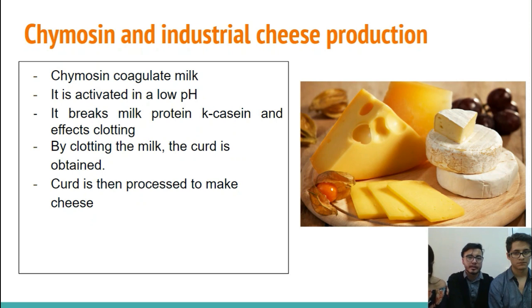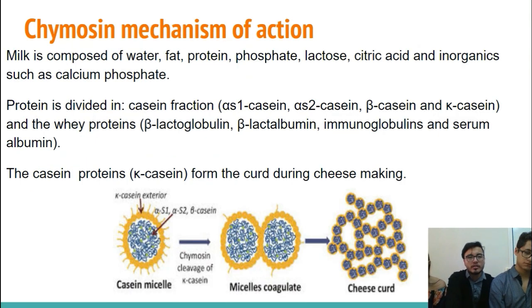This breaking of K casein produces an effect, and this effect is called clotting. This name is a fancy way to say the solidifying of the milk. After the clotting we have the curd, and curd is the first step for the cheese production, when we already have solidified milk. Now, we're going to talk about chymosin and its mechanism of action.